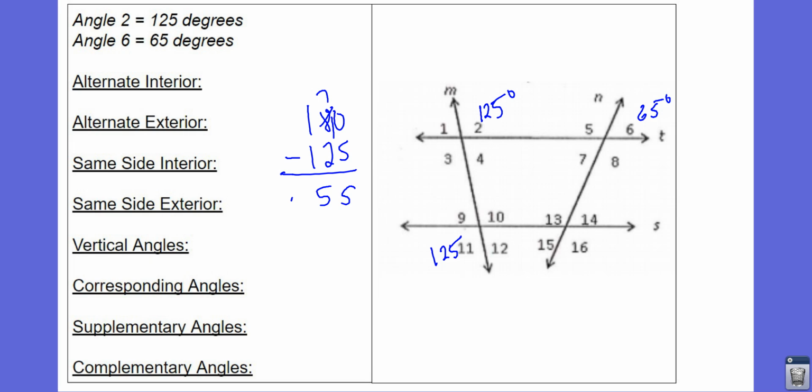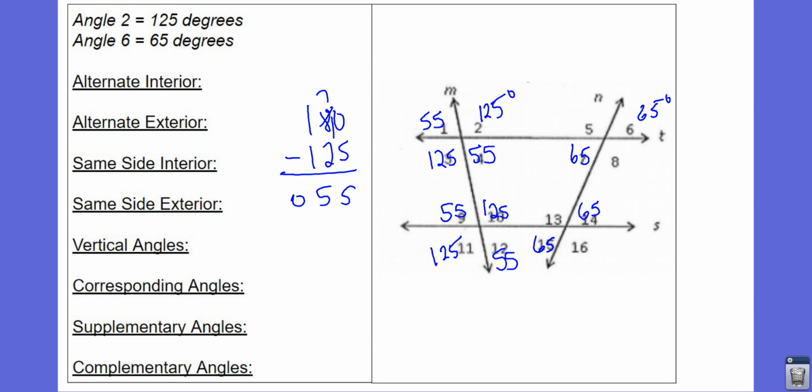55 degrees. Okay, now we can do alternate exterior with 12 and 1. And we can do vertical, 55, 125, 125. All right, I'm going to move over to the other side, line N, and go vertical on that, 65. Alternate interior to 14. Vertical on that to 15.